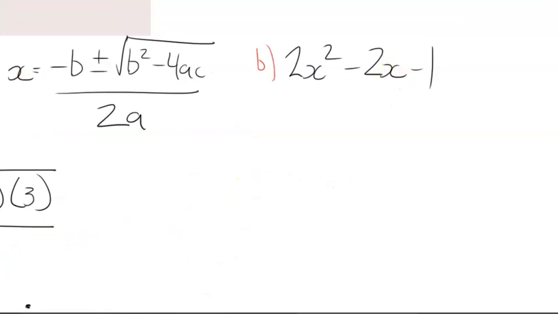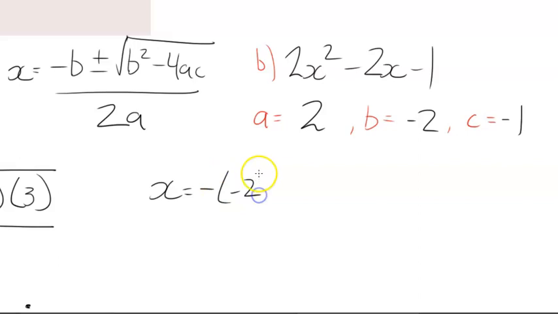Alright, so I've just written it up here. A, B, and C. A is equal to 2, B is equal to negative 2, and C is equal to negative 1. So I've got the quadratic formula here. X is equal to negative 2. So remember, B is a negative number, and we've already got a negative in front.